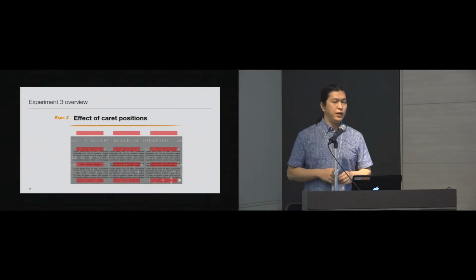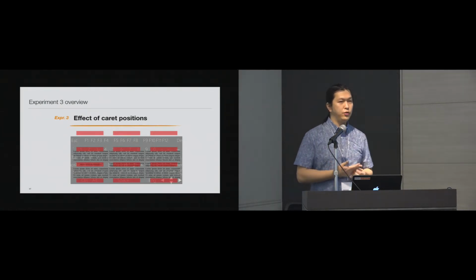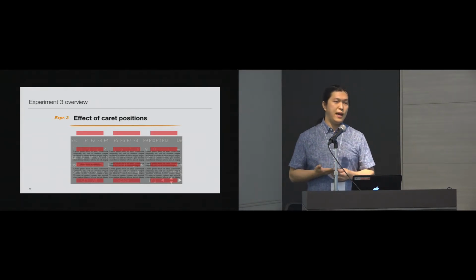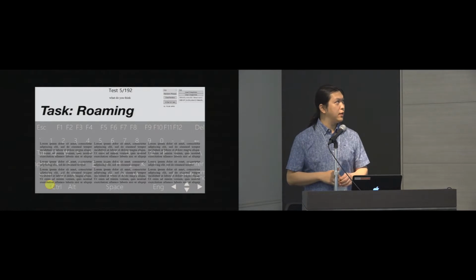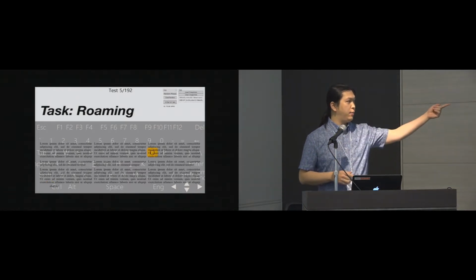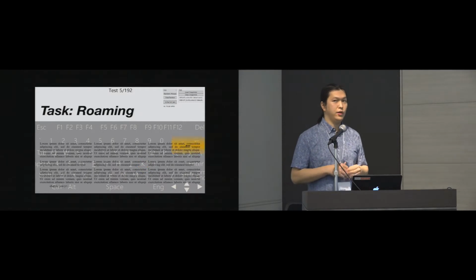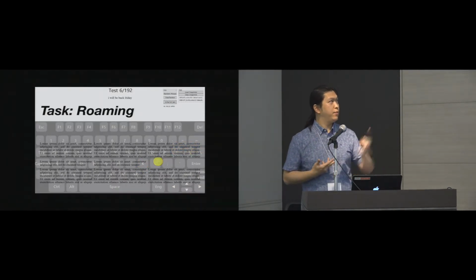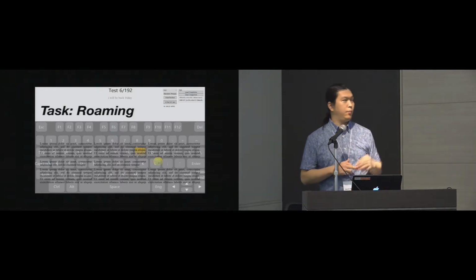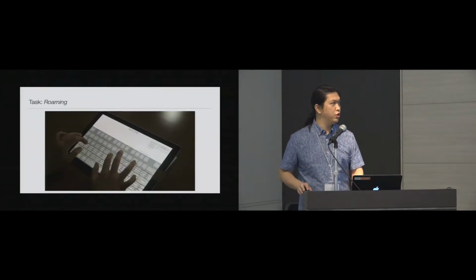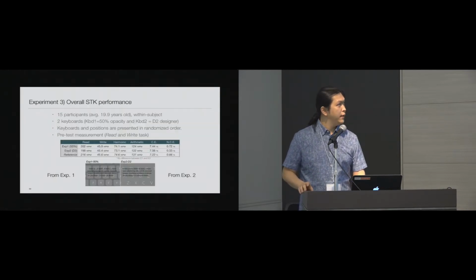Finally, I evaluated the best instance from both designs using a caret position experiment. Because the STK is semi-transparent, the caret could go behind the keyboard. So I wanted to test the text entry performance on different caret positions. So I designed the roaming task, like that. So there are caret positions, and the user was requested to type some random words, typing the presented phrase at that caret position. So there were 12 caret positions, and users were requested to remember the phrase and type the words accordingly.